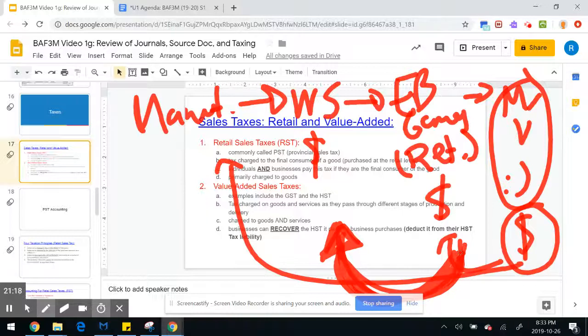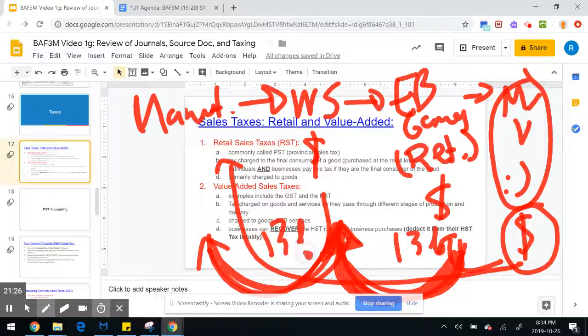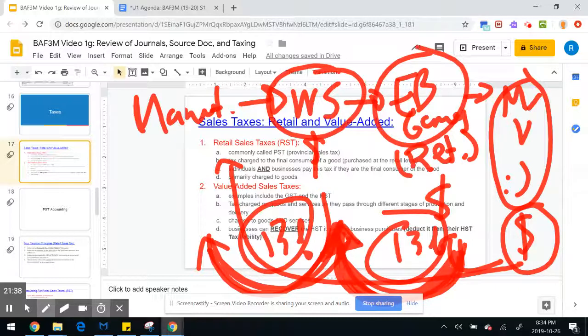But if you are EB Games paying 13% to buy it from the wholesaler, or if you are the wholesaler, again, paying 13% to buy it from the manufacturer, as long as you're a business, you can claim it and get that 13% back. All right, because the good is not done being sold yet. Each of these players is adding value. That's why we call it basically a value added sales tax. All right, we only need to charge the 13% once.